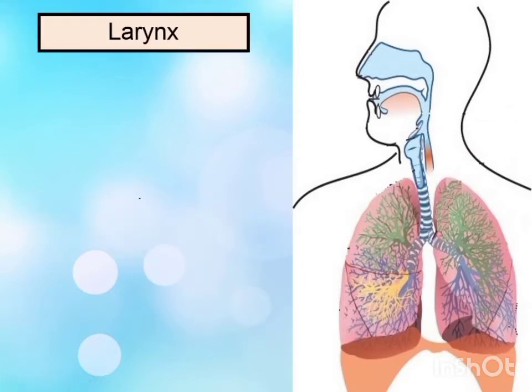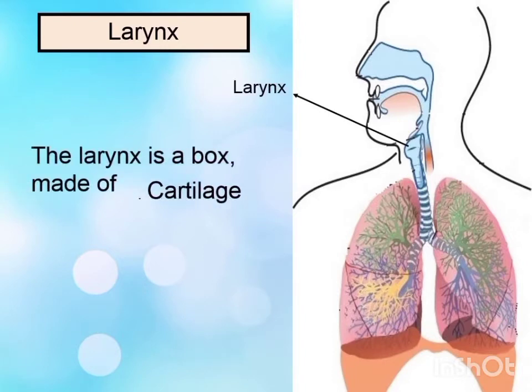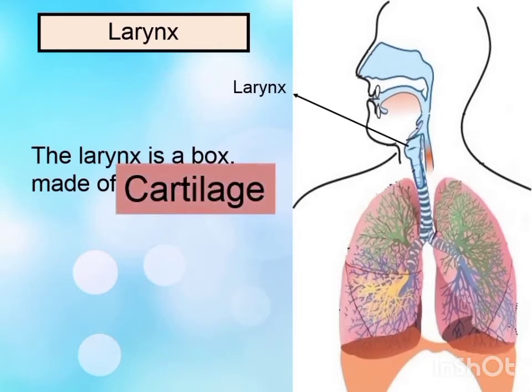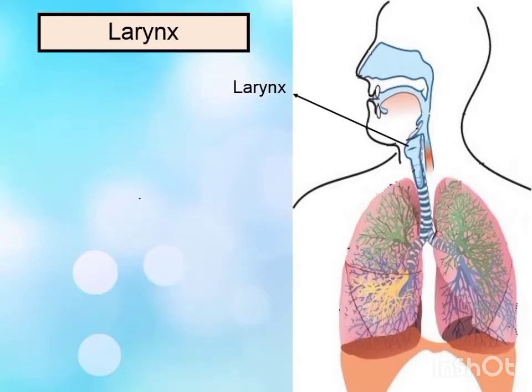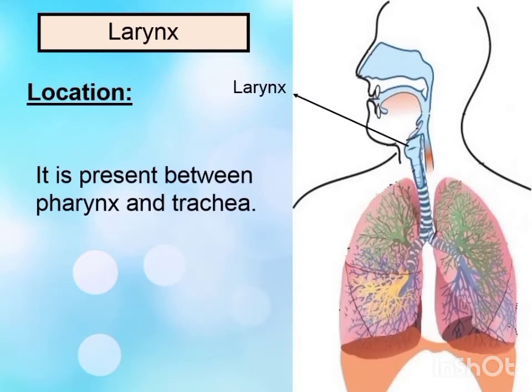Now the next part, that is larynx. It is also called as the voice box. The larynx is a box made of cartilage. Now what is cartilage? Cartilage is the soft bone. Here is a very clear view of larynx. In this diagram you can see the upper part, that is larynx. The location of the larynx is that it is present between pharynx and trachea. This is pharynx and this is trachea. It is present between pharynx and trachea.